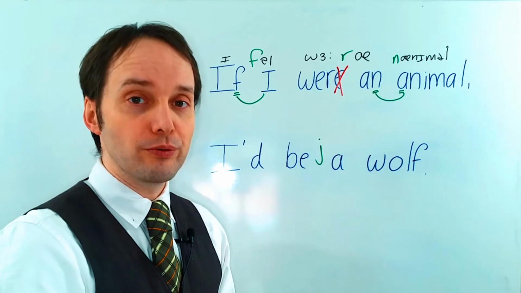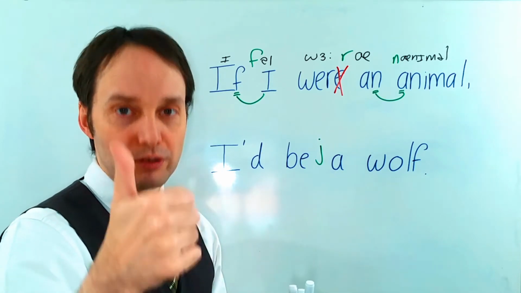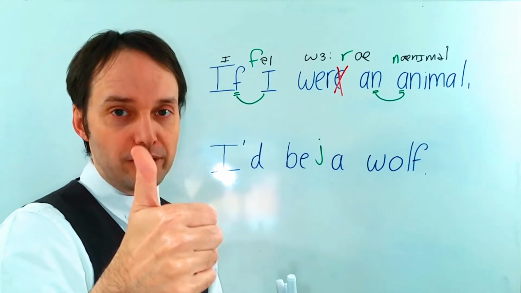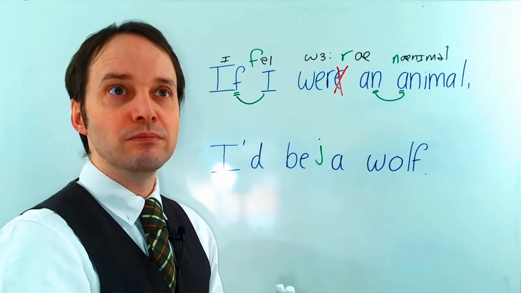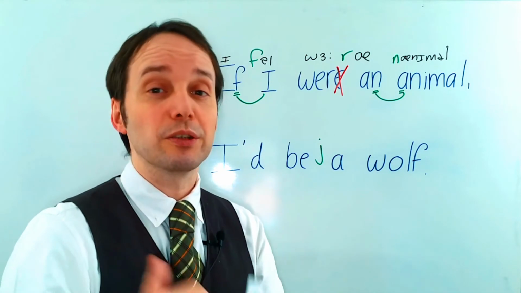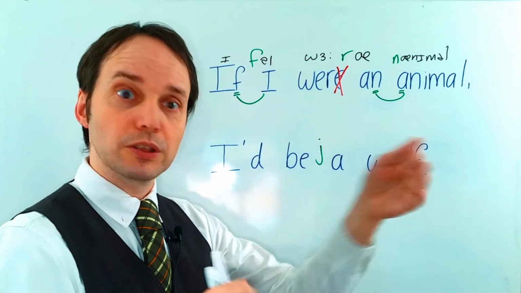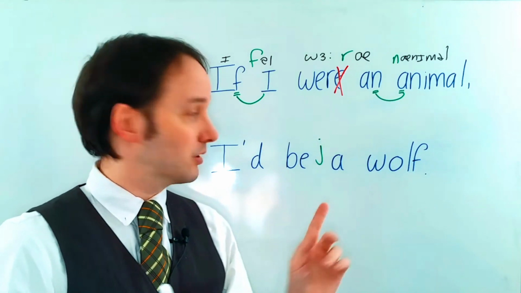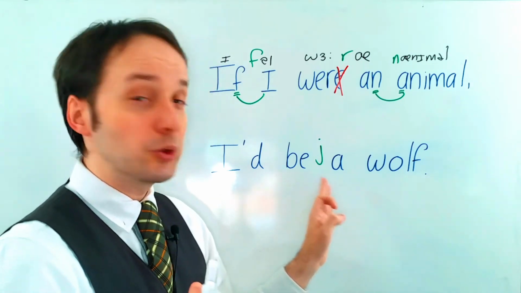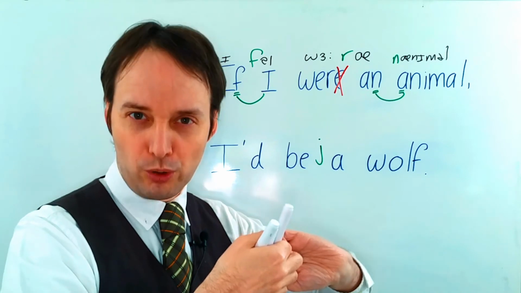So: I'd be a wolf. Okay, repeat after me. I'd be a wolf. Good. One more. Very good. One more, a little bit faster. I'd be a wolf. Cool. Great. So we can see we've got the traditional connected speech with a consonant onto a vowel, and we've also got this version here, which we call intrusion, which is when we've got two vowels and a new sound is created to connect the words.